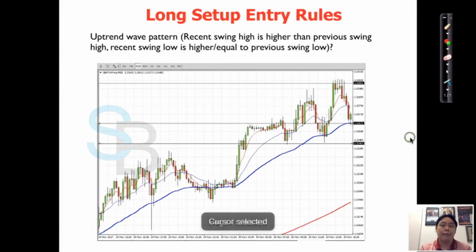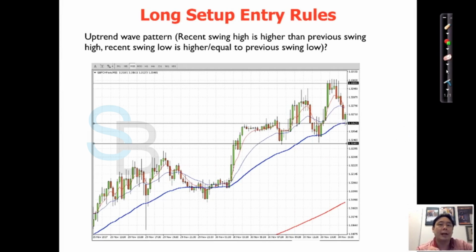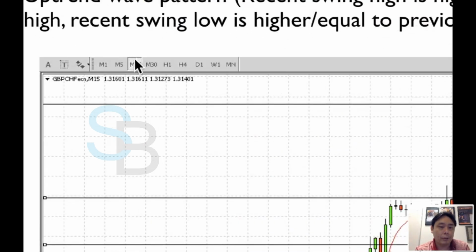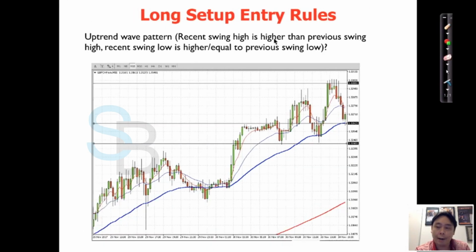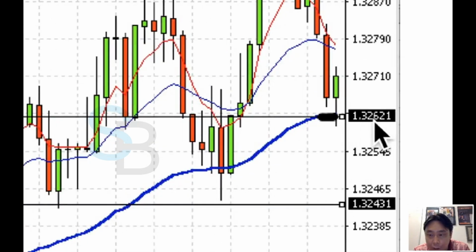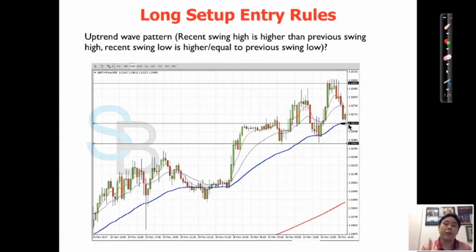So let's take a look at a few charts and you tell me if these are valid long setups for the bounce, okay? So in this particular case, we are looking at the 50-minute candles, and this is the pound franc, and you can see over here, right, it's going down and it's hitting the 50 moving average at 3262, okay? So my question to you is this: would this be a valid buy, valid entry for going long? We buy here.